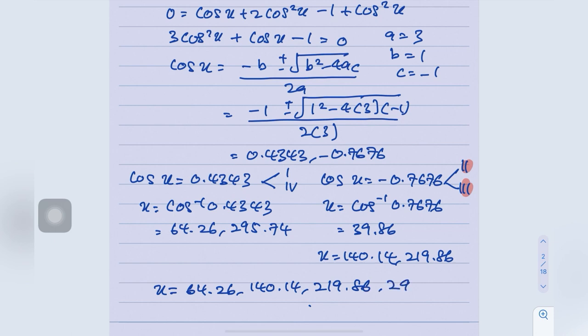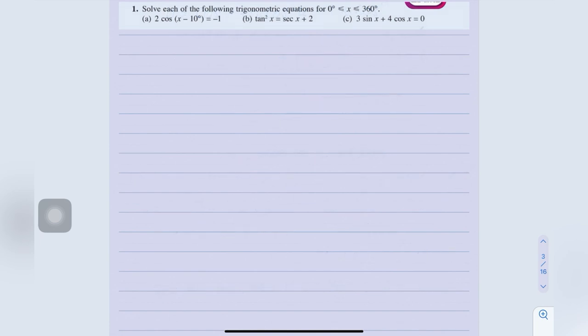and 295.74 degrees. Then question 1C, we got 3 sine x plus 4 cos x equals 0.